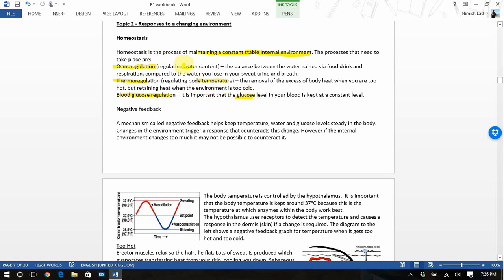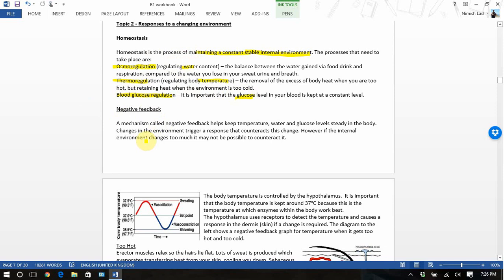Osmoregulation, so that's getting a balance between the water gained via food and drink and respiration compared to what you're losing through sweat, urine and breath. Thermoregulation is the removal of excess body heat when you're too hot, but retaining heat when it's too cold. They work on this idea of negative feedback, which you need to have a good grasp of. So that helps to maintain these in the body.